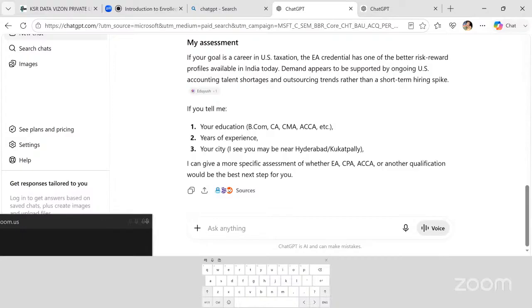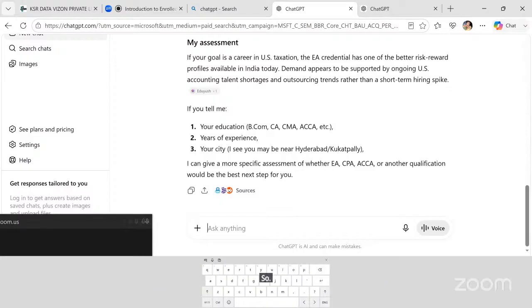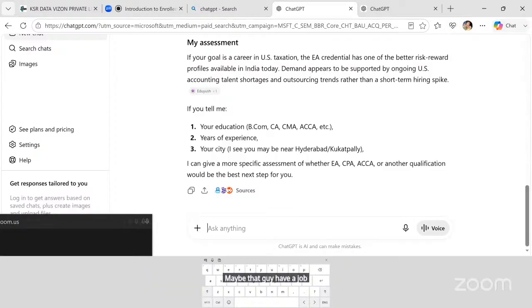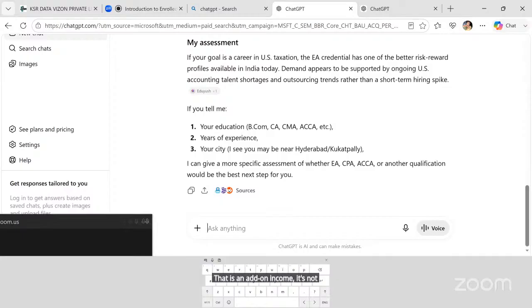And this individual tax is additional income, sir. It's not from a full-time salary. Usually they charge $50 for filing each tax file. So all these tasks you can do once you know the concept. It may take a maximum of 1 hour for an individual tax filing. If that person has a job and also some other business, it may take more time. At that time we will charge more. For only individual tax, 1 hour of work, you are going to charge $50 for each person. That is add-on income. It's not from the company point of view.